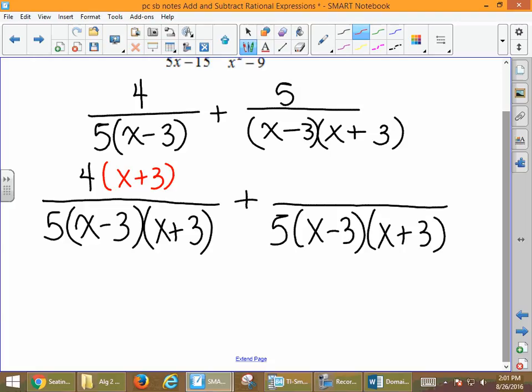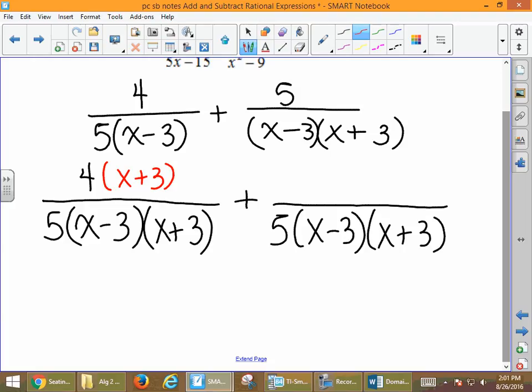So 5 was already there, x minus 3 was already there. We put into the denominator an x plus 3, so we have to keep that equation the same, so we need to put an x plus 3 in the numerator. We're going to do the same process over here.